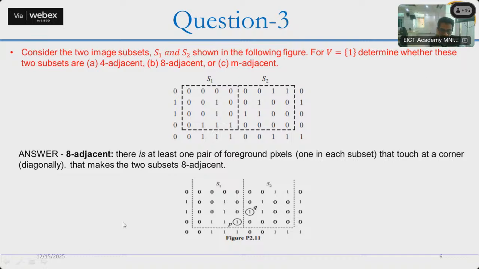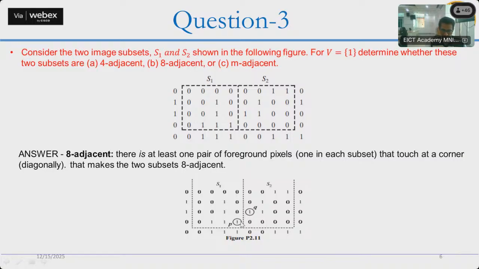See if you see the problem here clearly. Here it is basically diagonally connected only. Even so, one thing is clear: it is not 4-adjacent. Now the question is whether it is 8-adjacent or M-adjacent. If you understood that concept.